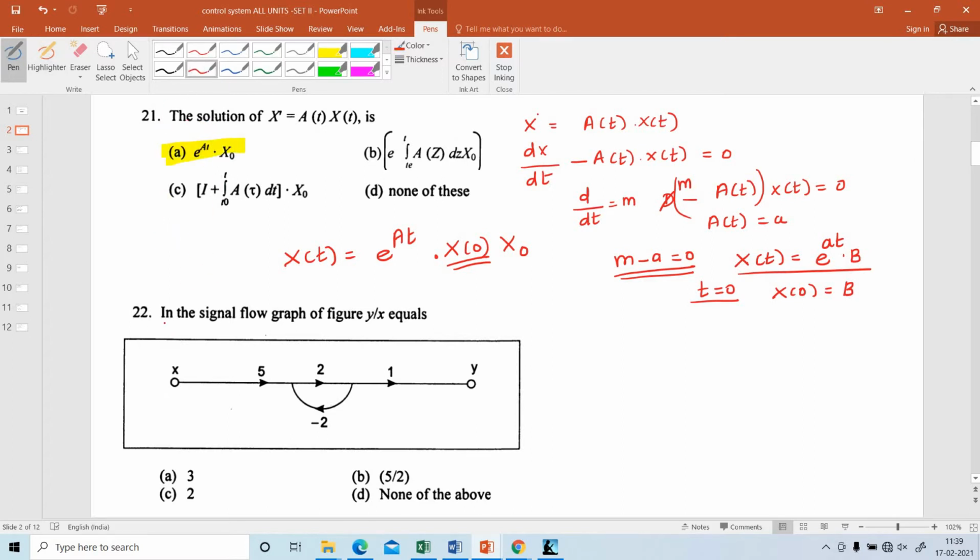So the answer, the first one is correct. And next I am going to explain problem number 22. In the signal flow graph of the figure, y by x equal to.